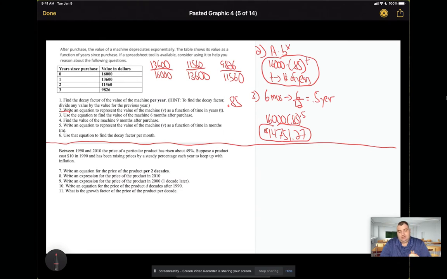Okay. Number 4, find the value of the machine 9 months after purchase. So now I have to convert 9 months to years. So now I'm going to have to divide that by 12. So 9 divided by 12 is 3/4. So it's 3/4 of a year, or 0.75 years. 9 months is 3/4 of a year. So I'm going to do the same thing, except now I'm going to plug in 0.75 for t.